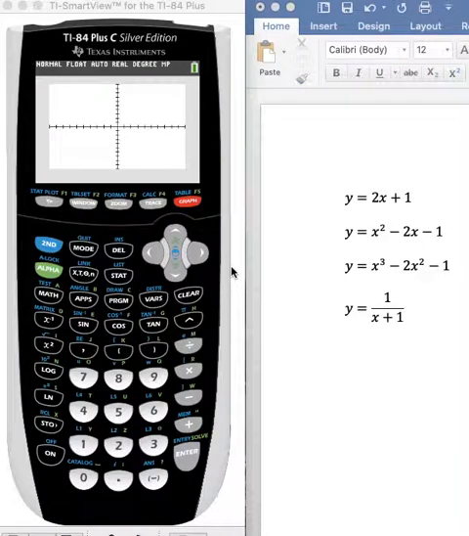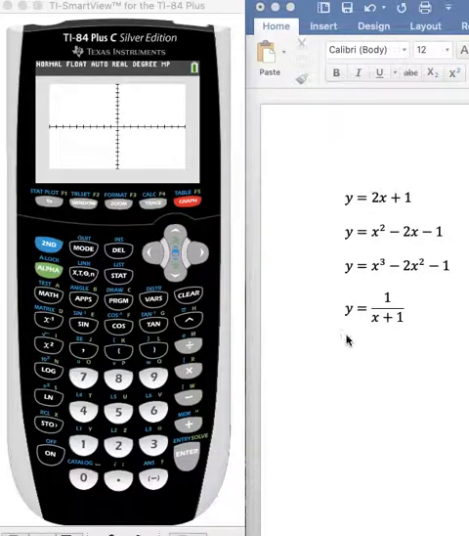Here's a short video showing you how to draw graphs on the Texas Instruments calculator. There are various forms of this calculator, but they all have basically the same keyboard. And I'm going to draw these 4 graphs here to give you an idea of a variety of different types.